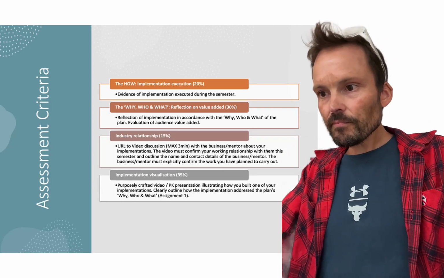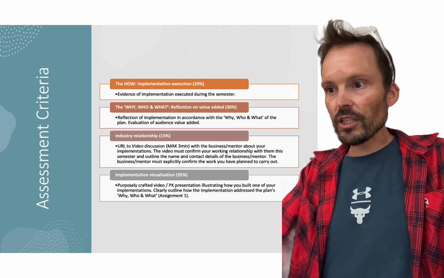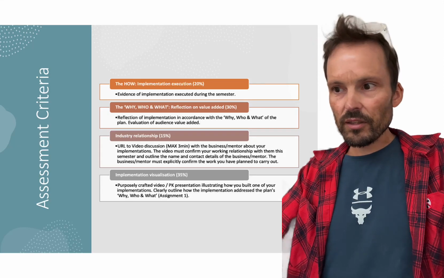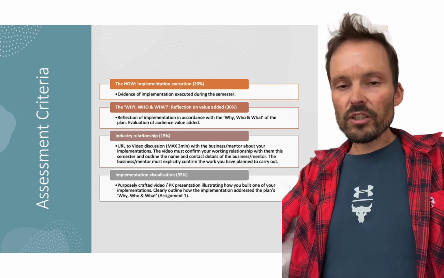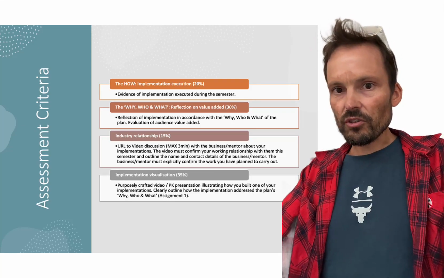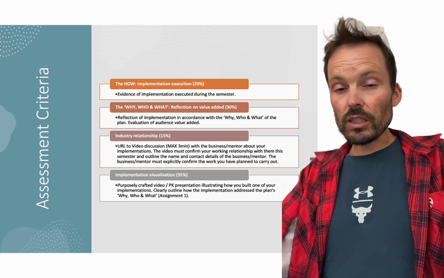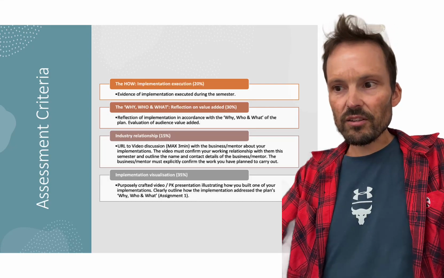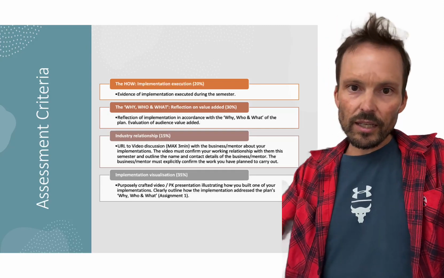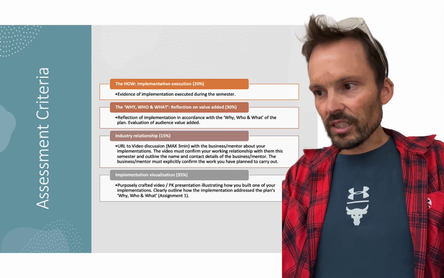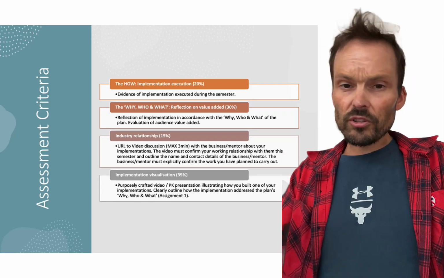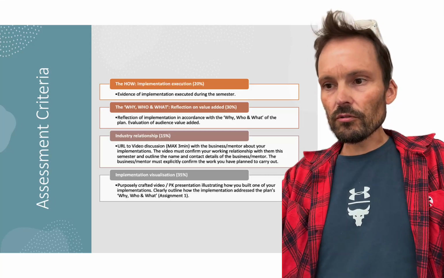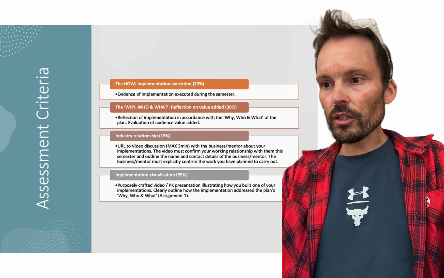And then again as well, you need to demonstrate that you have continued this industry relationship with your partner. Again, that's just 3 minutes. So this is you and the mentor discussing at the end about the implementations that you've done. So the purpose is that you're confirming that you've had this working relationship. Again, it should clearly outline the name and contact detail of the business. If you post this on YouTube, you can just put that in the comment or the text section for where you post the video. That's fine.